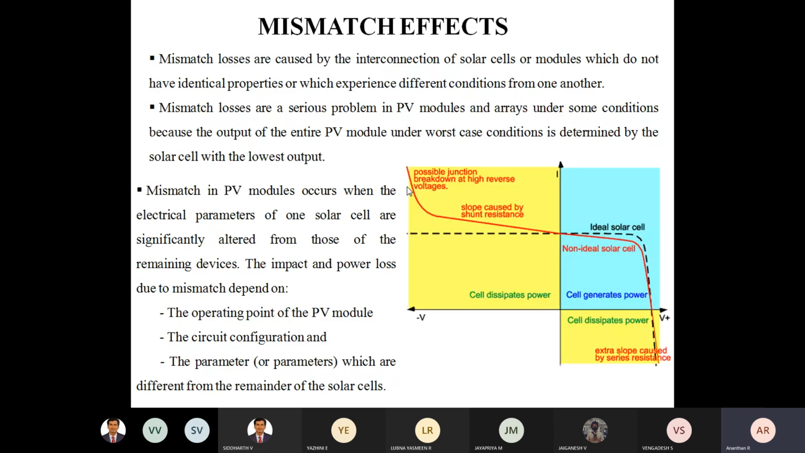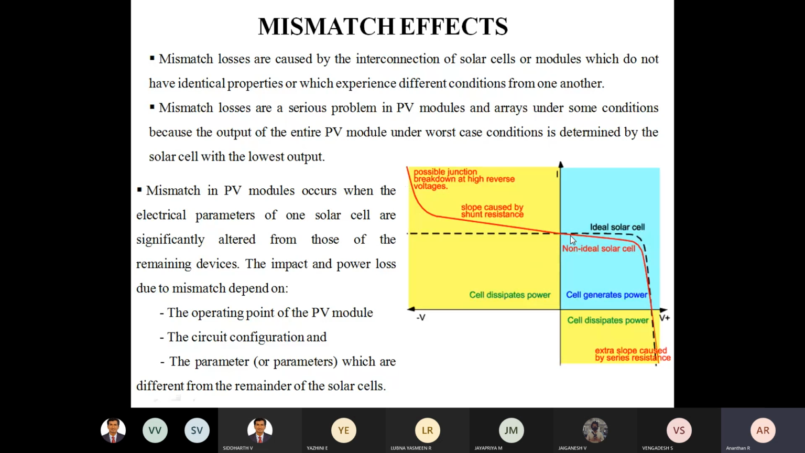Then only can we connect each and every cell in the proper way. At the same time, for different arrays or PV modules, it depends on the conditions. Let us say dirt, shades or any kind of effect is happening in the solar panel. If your solar cells are connected in series, you need to take the lowest possible value. Let us see the graph here.